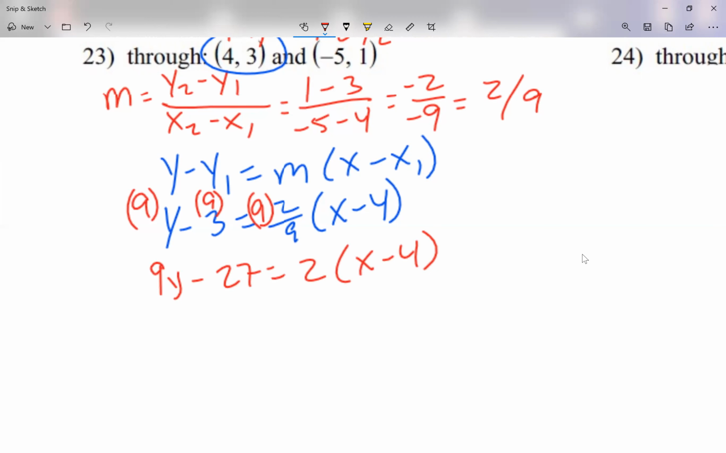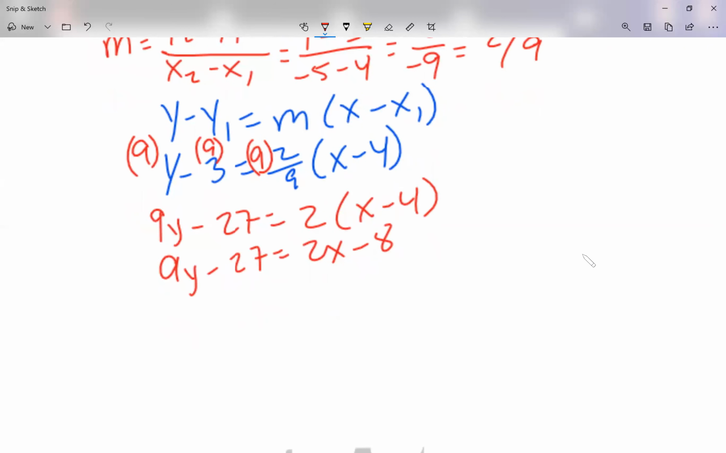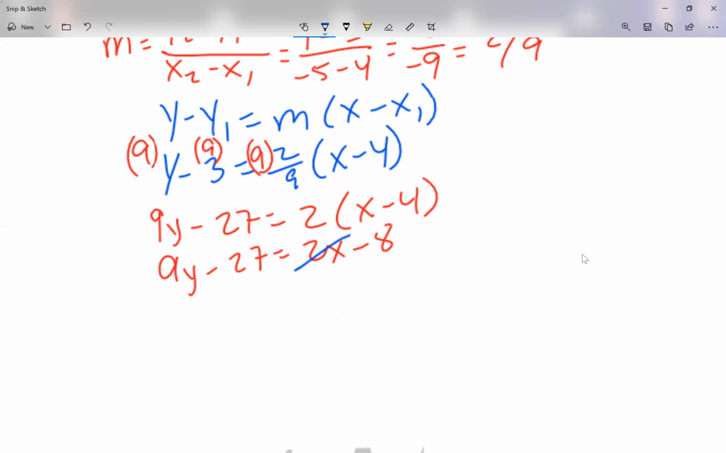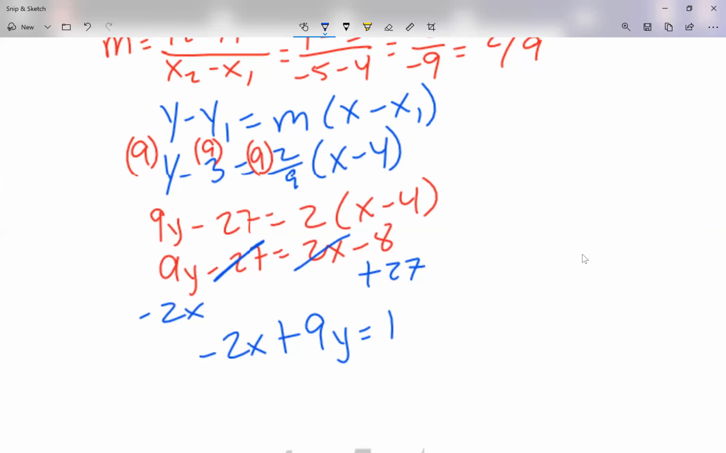Get rid of fractions. So that's going to give me 9y minus 27 is equal to 2x minus 8. Notice how it's much easier without fractions? All right. So a couple of things I'm going to do. The x has to go to the left, so let me write this as a minus 2x. And this minus 27 has to go to the other side. Letters on the left and numbers on the other. Notice that anything that I move, I switch the sign. So this gives me negative 2x plus 9y equals 19.